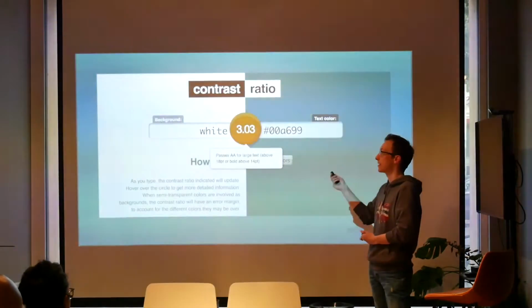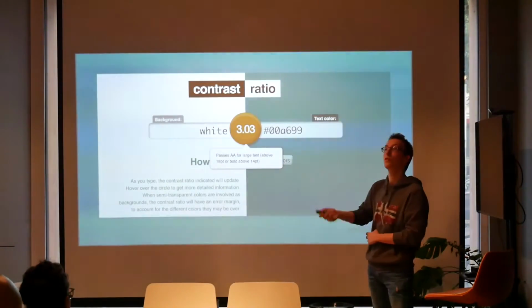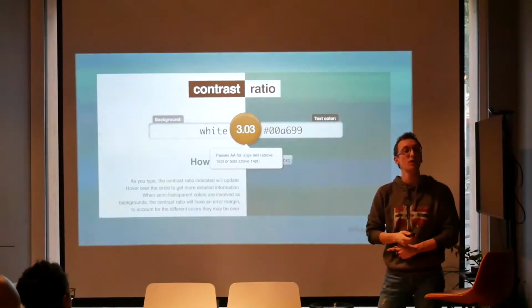This is a very good tester, but where is it stored? Contrastratio.com, probably.